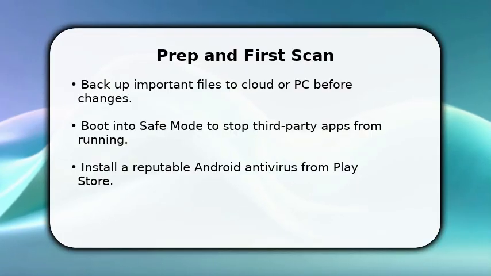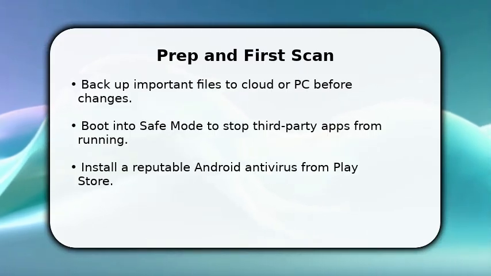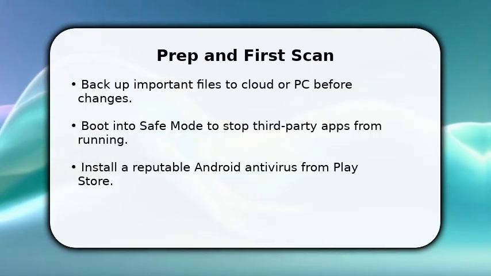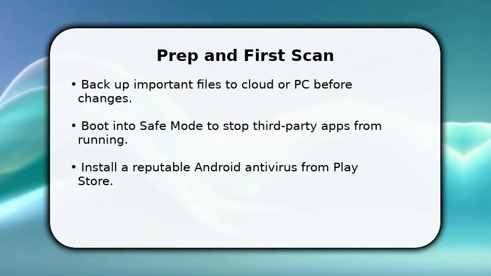You start now. Back up photos and contacts to cloud or PC so you can restore if needed. Next, reboot into safe mode. This prevents third-party apps from running, which stops active malware.